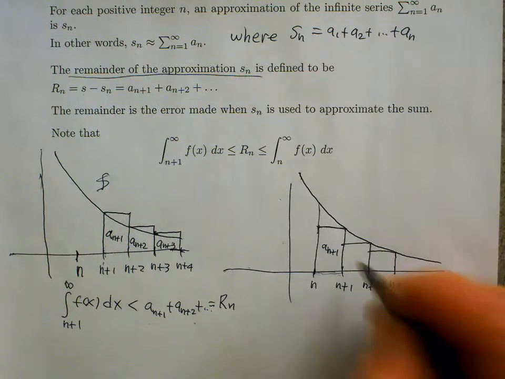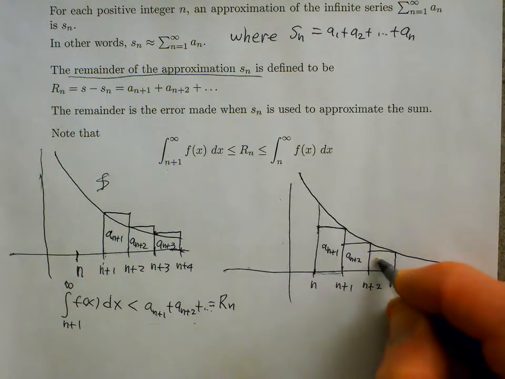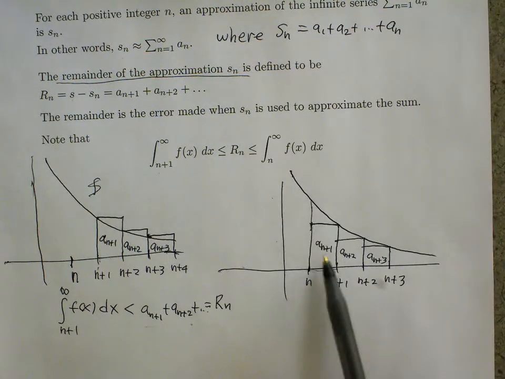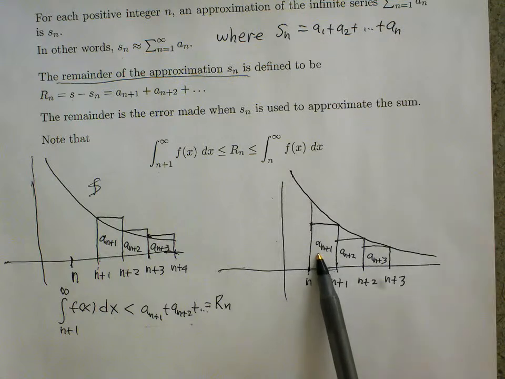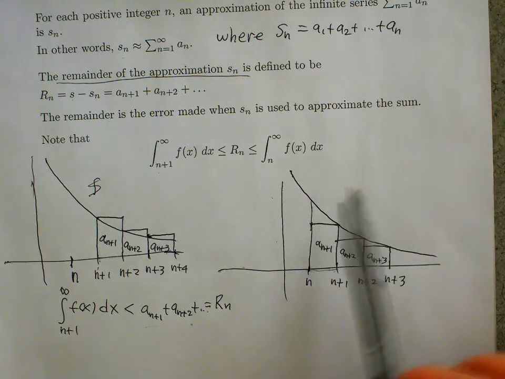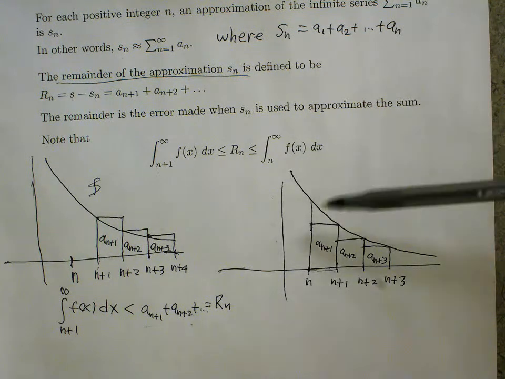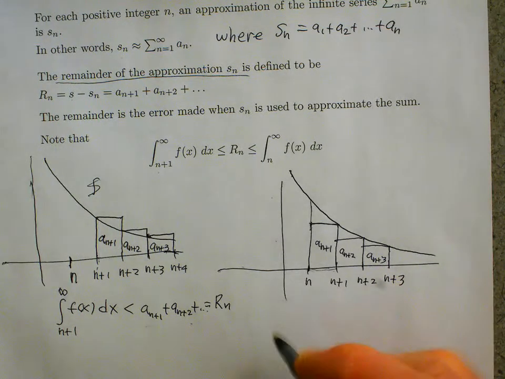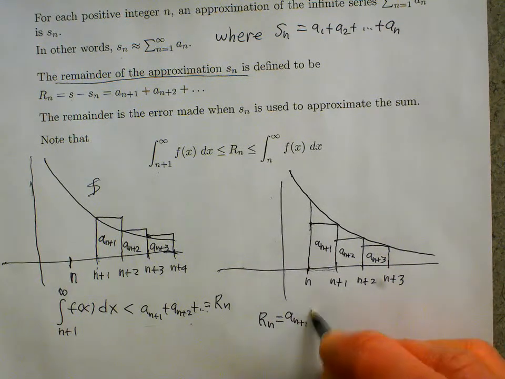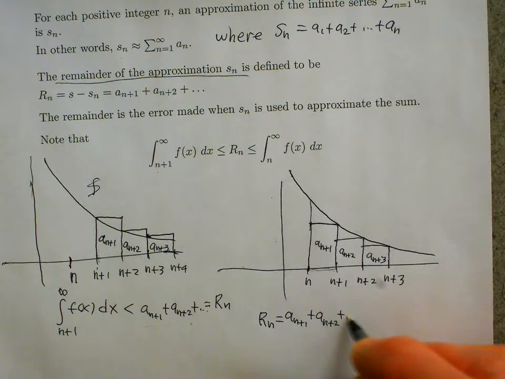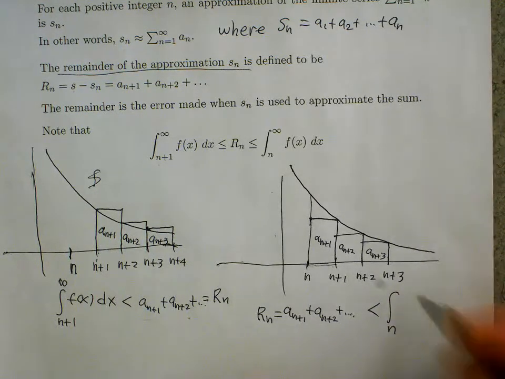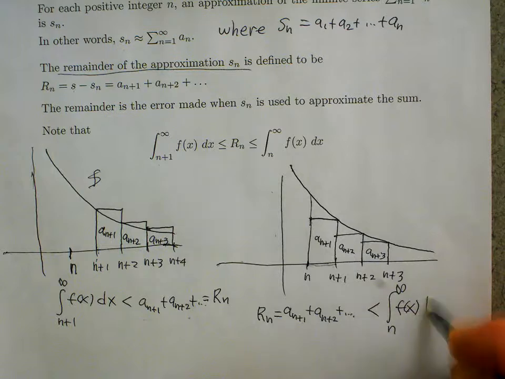The area of the next rectangle is a sub n plus 2, and then a sub n plus 3, and so on. And so the sum of the areas of those rectangles is less than the improper integral of f of x from n to infinity. So r sub n, which is a sub n plus 1 plus a sub n plus 2, and so on, is less than the improper integral from n to infinity of f of x dx.